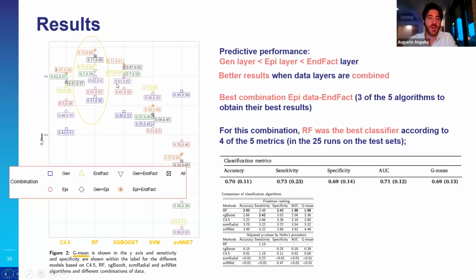So for this combination, we compare the different models, the different algorithms, and we identify and demonstrate with the Friedman ranking statistics that the random forest is the one showing better performance. And these are the metrics that we got for the random forest across the 25 runs on the test sets. We have an accuracy of 0.7, a sensitivity of 0.73, a specificity of 0.69, and an AUC of 0.71.